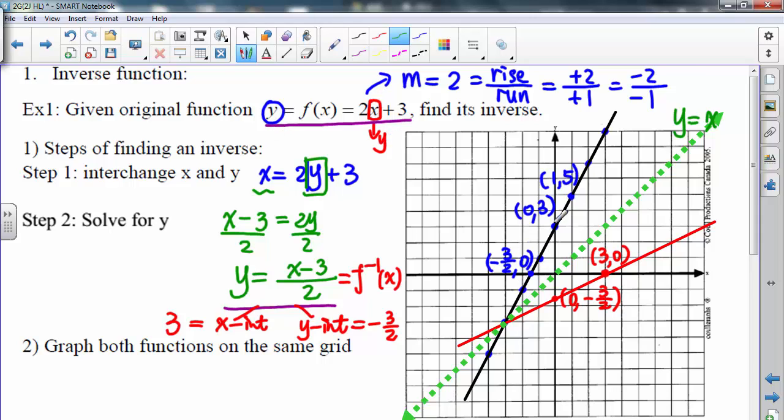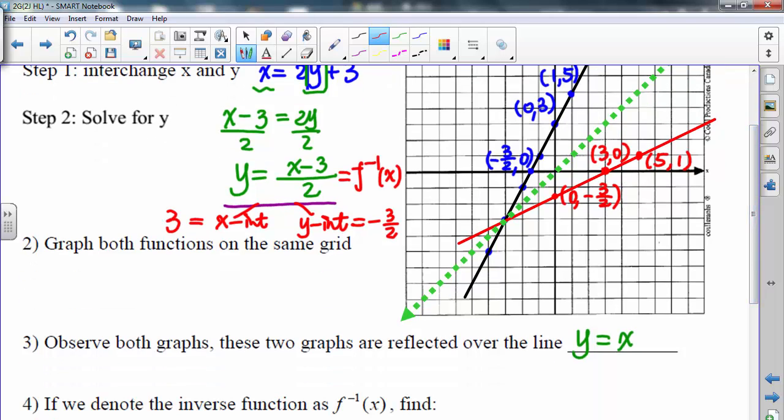If you compare the points, you will find the original function passes through negative 3 over 2, 0. The inverse function passes through 0, negative 3 over 2. The original function passes through 0, 3, this point. The inverse function passes through 3, 0. So I can see this inverse function must also pass through a point where I switch 1 and 5 around. So this point must be 5, 1.